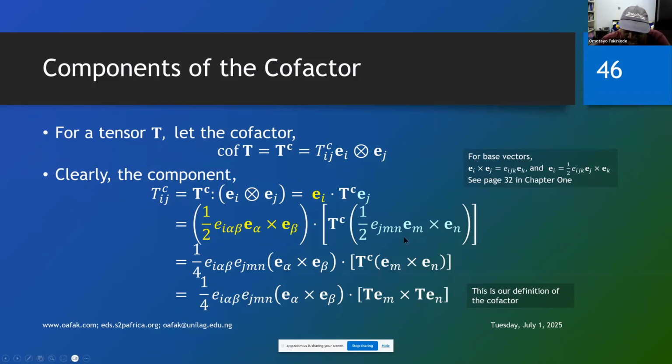Because the two halves go out, that's why you have 1/4. You have ε_i alpha beta, ε_j m n. Those are scalars, they can come out. But e_alpha cross e_beta is a vector, so you have to be careful about relocating it. And then T^C and that times this. So what we have just done is that we just moved the scalars around on the second line, nothing else.